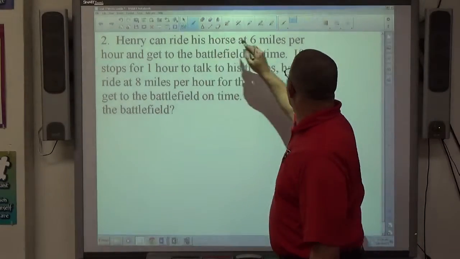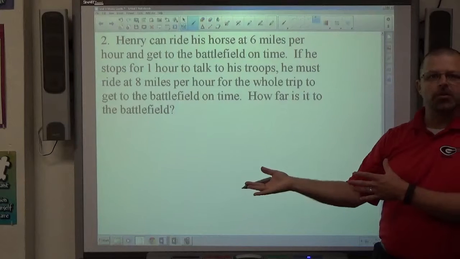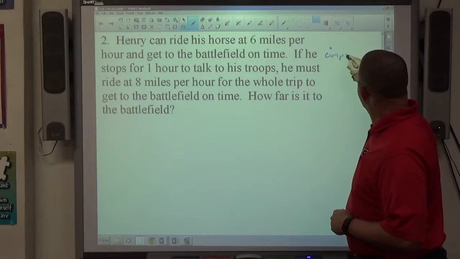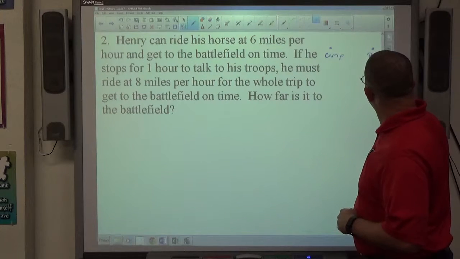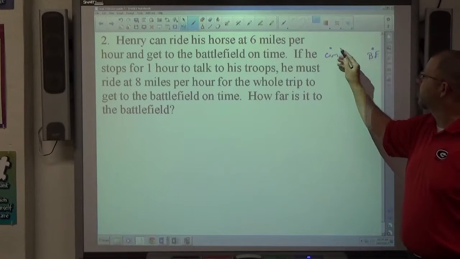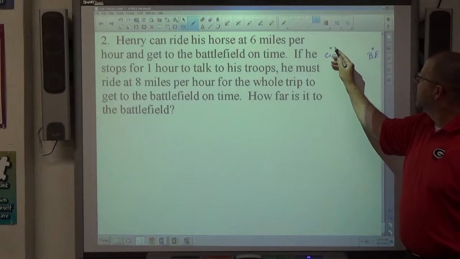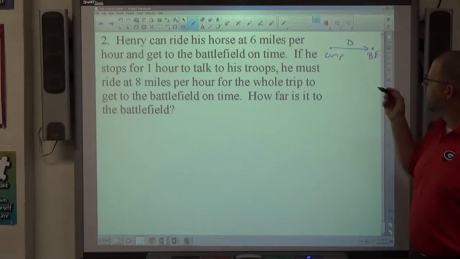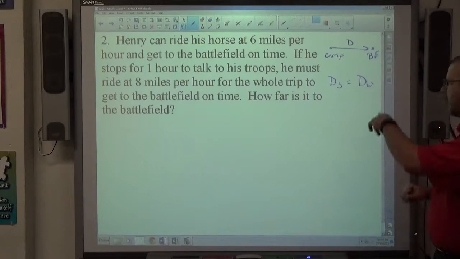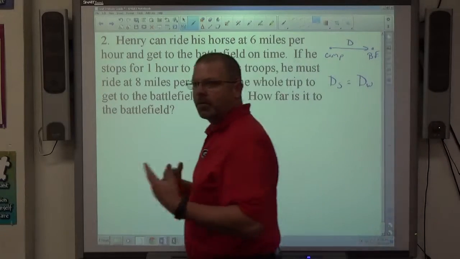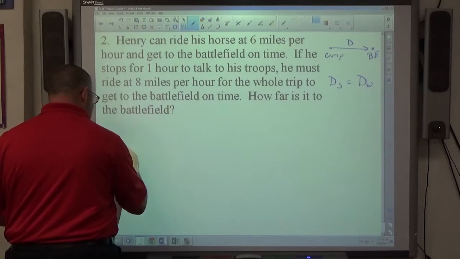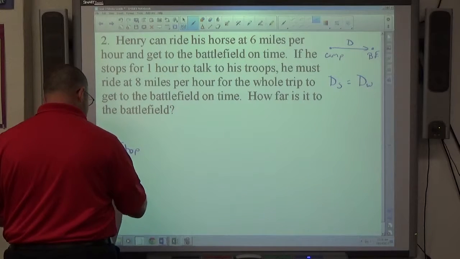So he's at camp right now, and he's either going to stop and talk to his troops or not, and then he's going to the battle. So if camp is here, and the battlefield, let's say, is here, the battlefield's not going to move if he stops to talk to his troops. Regardless of whether he stops or doesn't stop, his distance is going to be the same. So the distance with a stop and the distance without a stop, W for without, S for stop, should be equal to each other. So we have him stopping and not stopping.